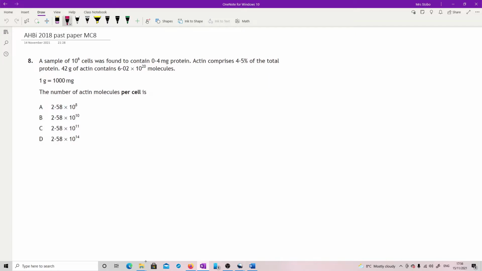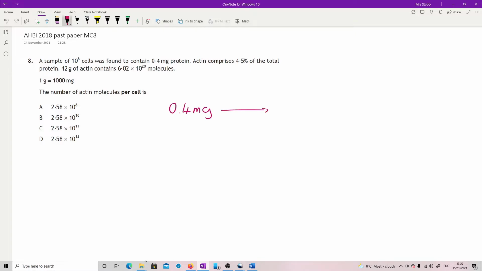Right, a sample of 10 to the 6 cells was found to contain 0.4 mg of protein. Actin comprises 4.5% of the total protein. 42 grams of actin contains 6.02 times 10 to the 20 molecules. 1 gram equals 1000 mg. The number of actin molecules per cell is, it's just number crunching. Okay, so just don't panic. So what we have is 0.4 milligrams.